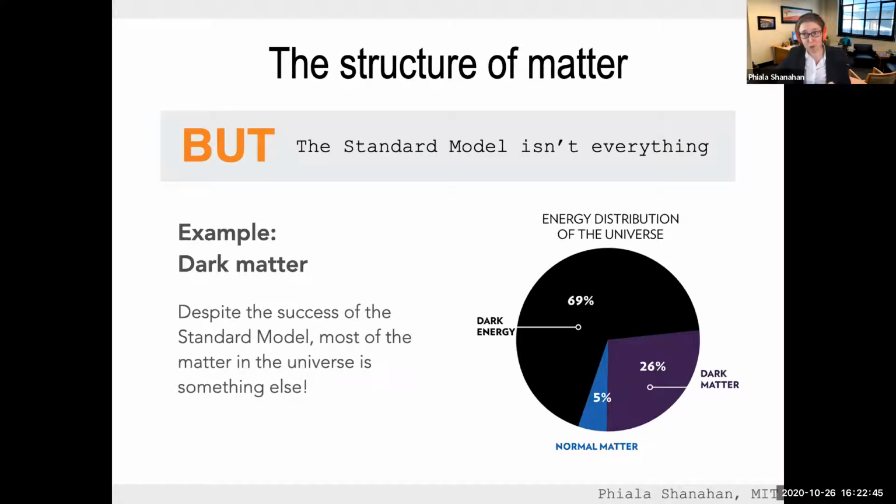But of course, we also know that although it is so wonderfully successful, the standard model isn't everything. And so just one example that we'll come back to in the latter part of the talk is dark matter.